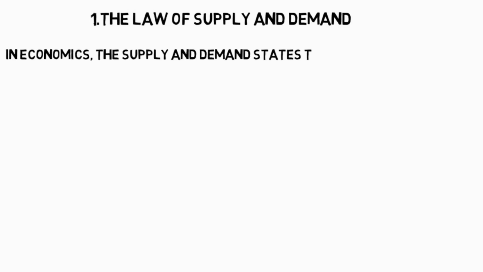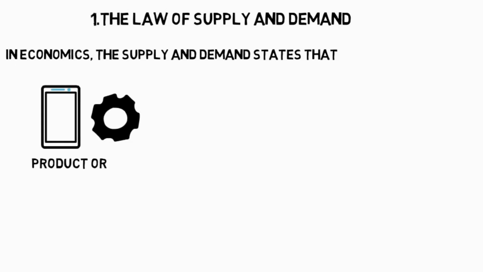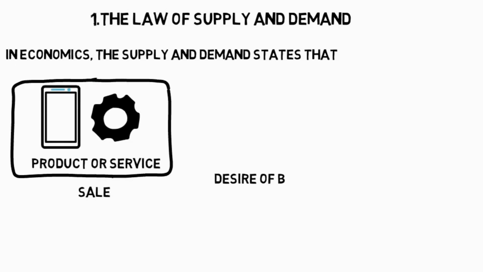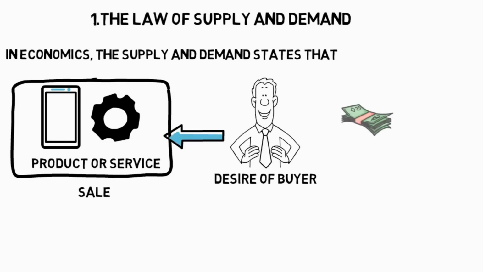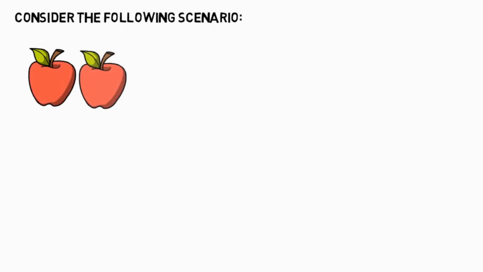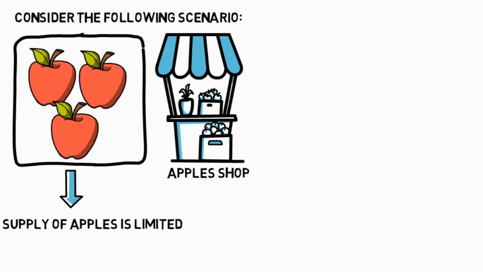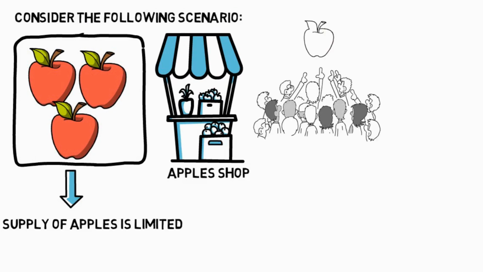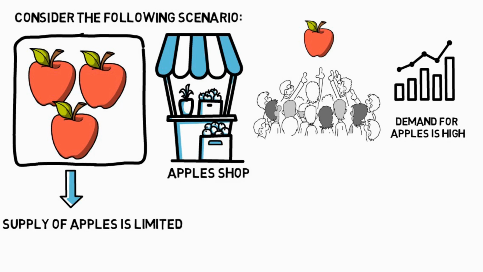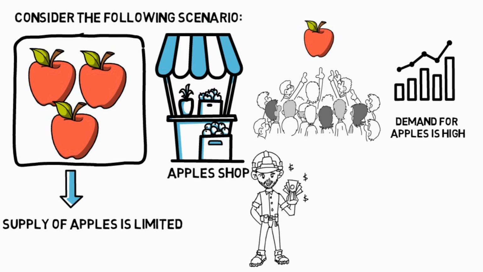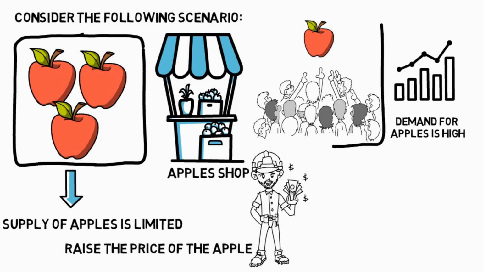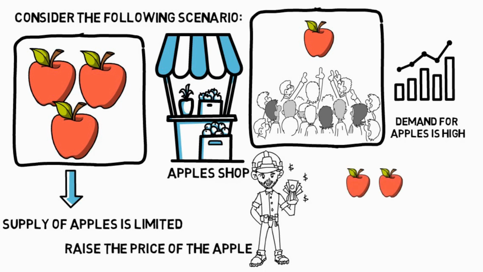Number 1. The law of supply and demand. In economics, the law of supply and demand states that the amount of a product or service that is available for sale and the desire of buyers for that product or service will determine its price. Consider the following scenario. Suppose there are only a few apples available at the apple shop. This means that the supply of apples is limited. However, if many people want to buy apples, the demand for apples becomes high. In this case, the shopkeeper can raise the price of the apple because there are more people wanting to buy it than there are apples available.